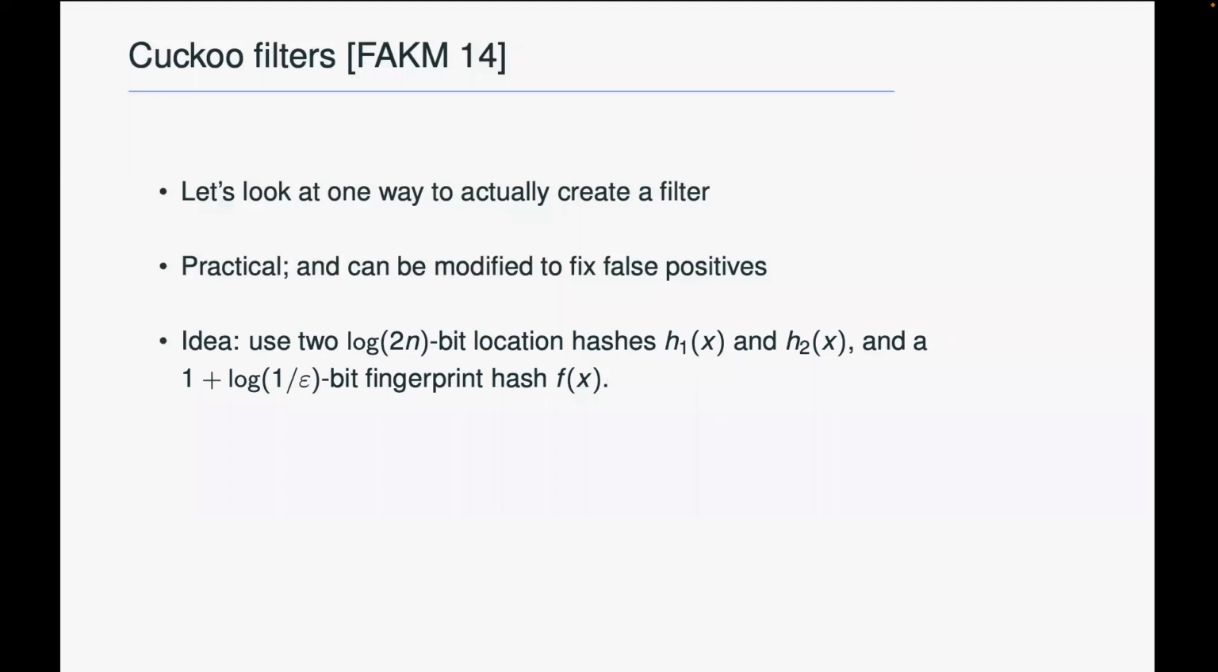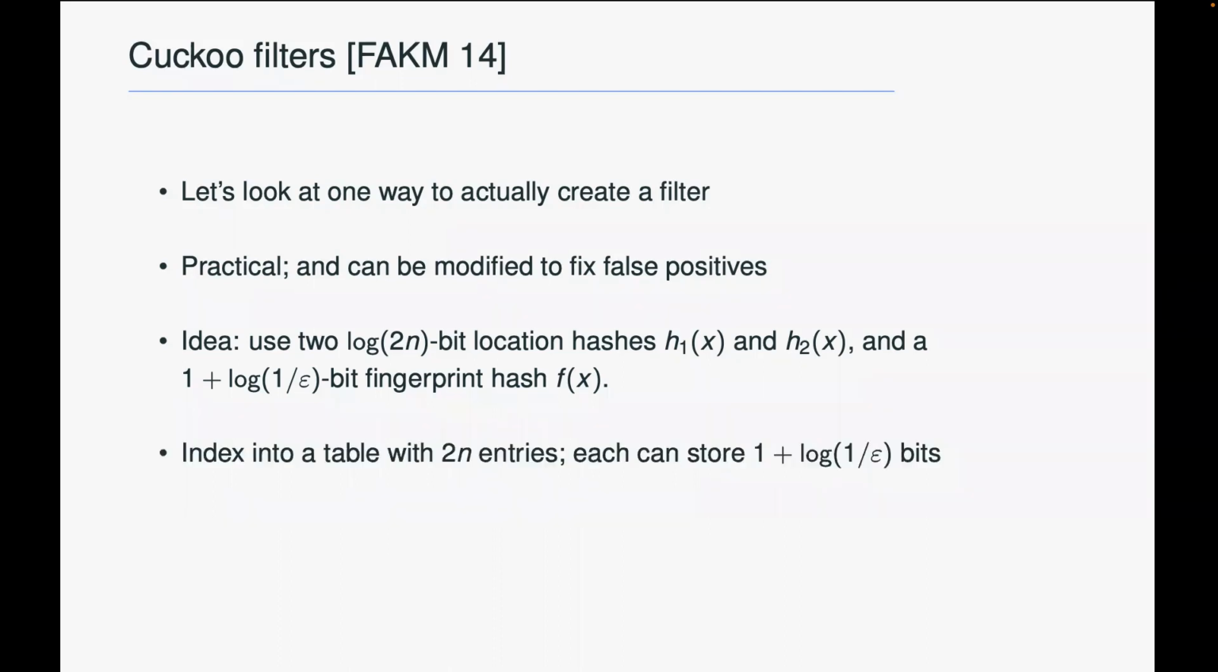So here's how a Cuckoo filter works. No adaptivity just yet. We're going to actually use 3 hash functions. First, I'm going to have 2 log2n bit location hashes. This is going to be based on Cuckoo hashing. Just like Cuckoo hashing, it indexes into 2 places in a table. That's the job of these 2 location hashes. And I'm also going to store a 1 plus log 1 over epsilon bit fingerprint hash. We're going to index into a table with 2n entries, where each can store 1 plus log 1 over epsilon bits.